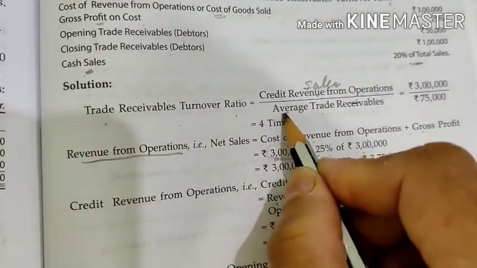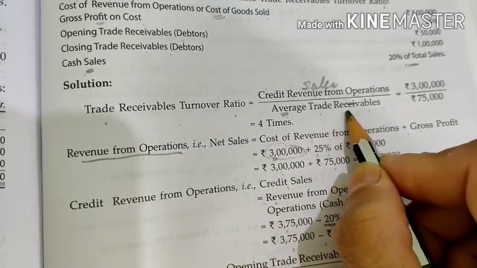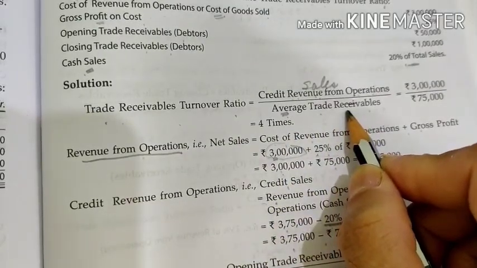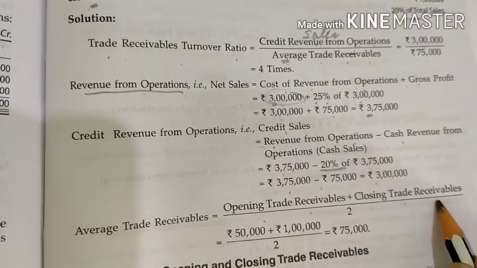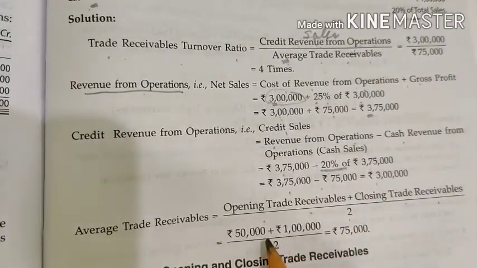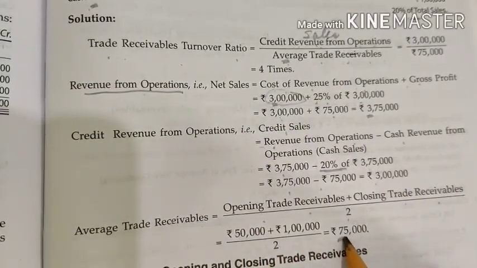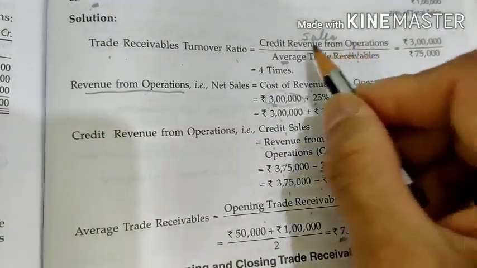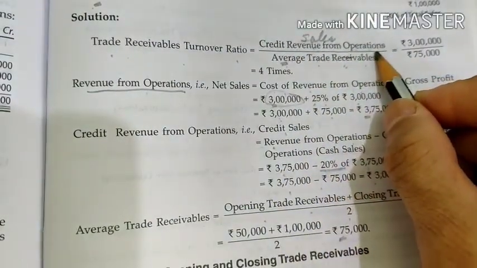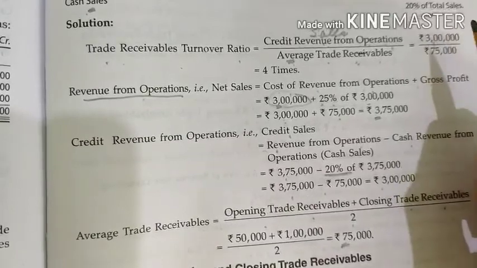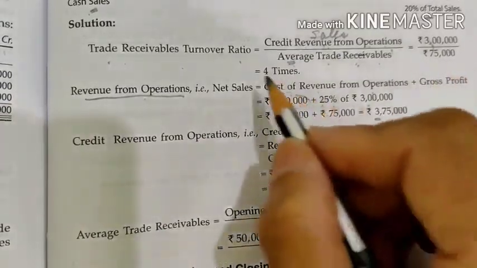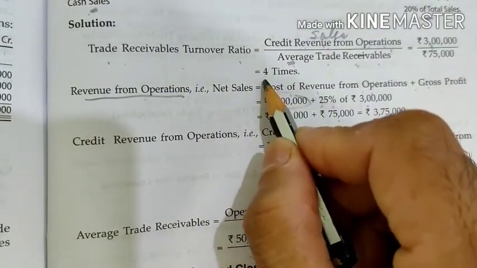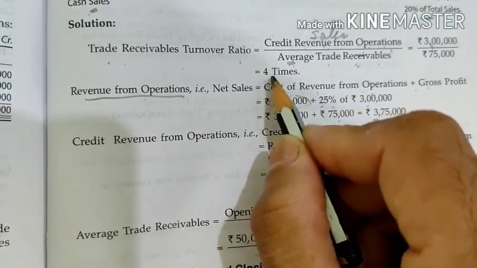Then you have the formula, divided by average trade receivables. Average, I have already explained to you. Average means opening plus closing divided by 2. So you have opening trade receivables, closing trade receivables divided by 2. Put the values, you get 75,000. So we go back to the formula. Credit revenue from operations 3 lakhs divided by the average trade receivables 75,000, you get 4, and this should be expressed always in terms of times, so it is 4 times.